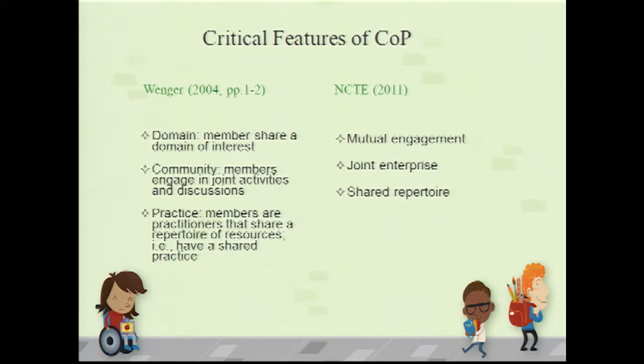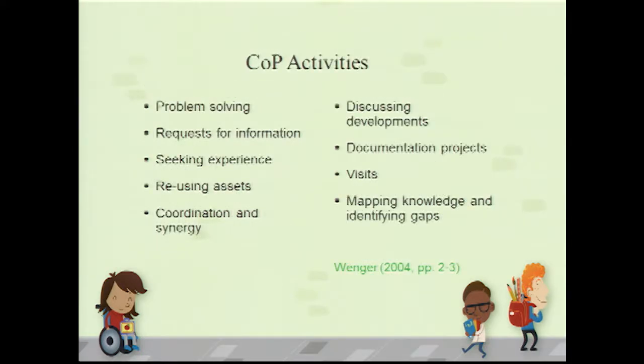So there are three critical features. The domain, where members share the interest, or mutual engagement, as it's called in other places. Community, where members engage in joint activities and discussions, also called joint enterprise. And practice, where members are practitioners that share a repertoire of resources. They have a shared practice. Okay, so you'll see that's exactly what we're doing here at this conference for these days.